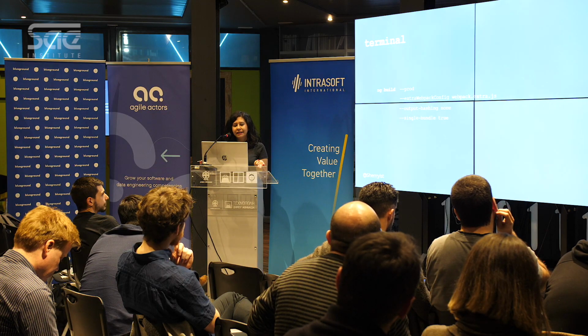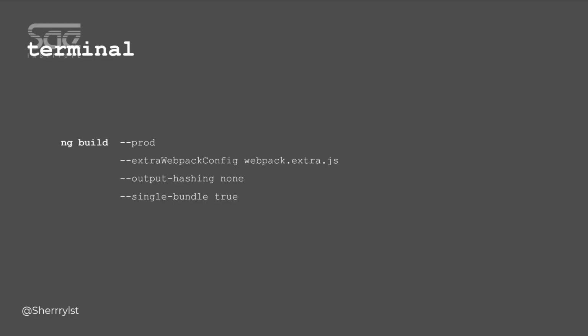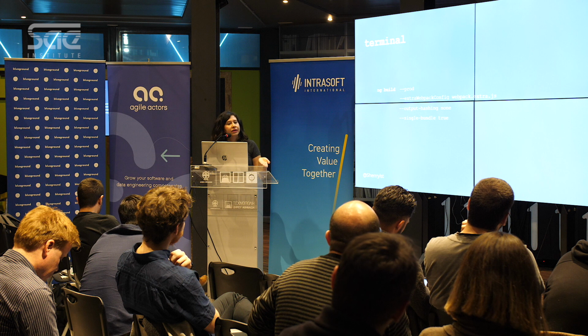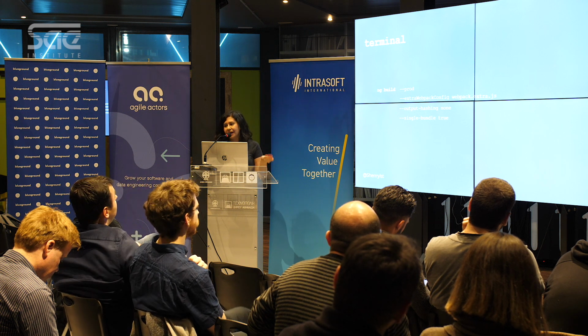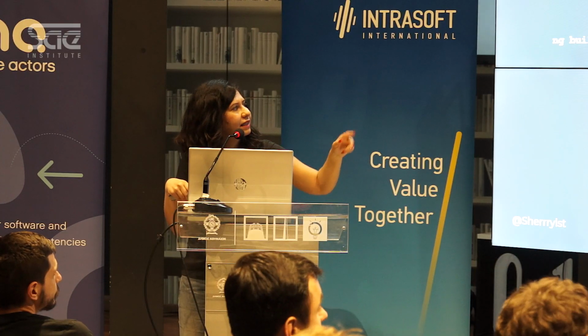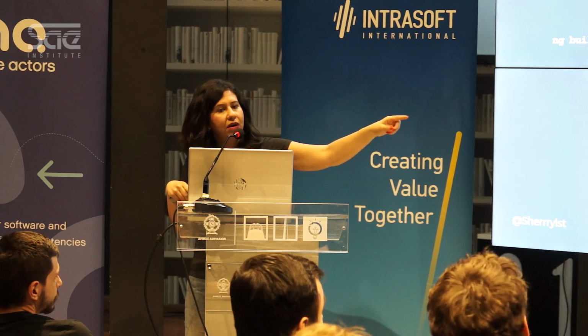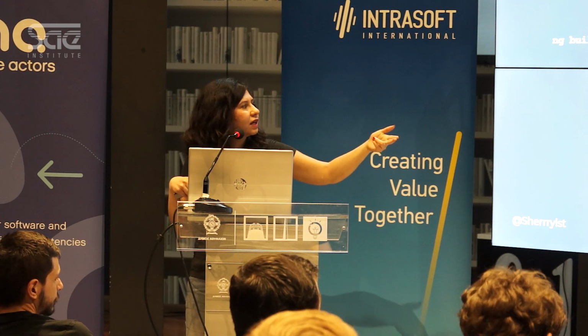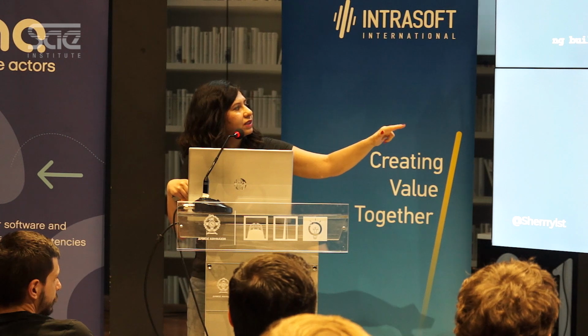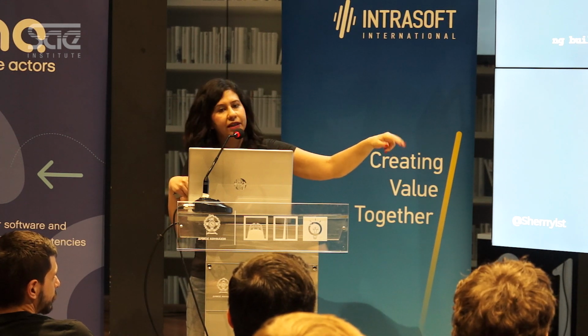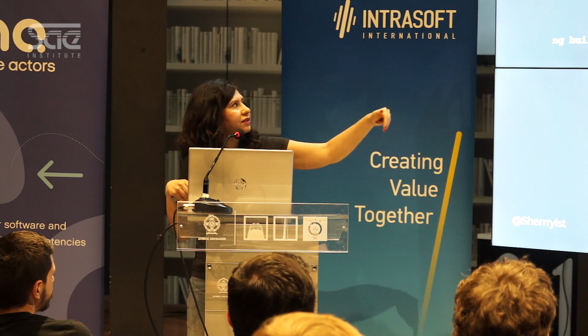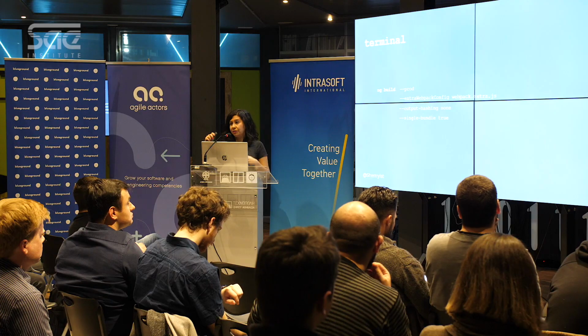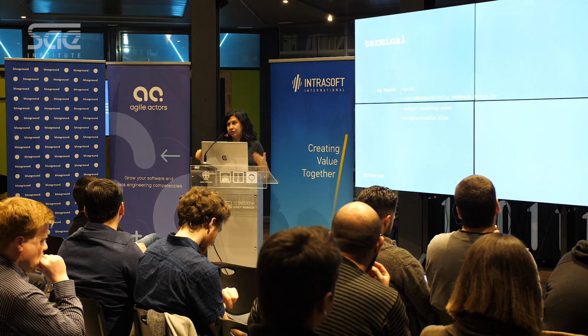Once you have created that, this is the way to build your project. You can see it's pretty normal. It's ng build, so you can have the production mode, which comes from the Angular CLI. And then you say to use that webpack extra and remove these from my bundle. And then you say that you want a single bundle as well. You can add a couple of other things that you can check in the documentation. There are more flags that you can use.